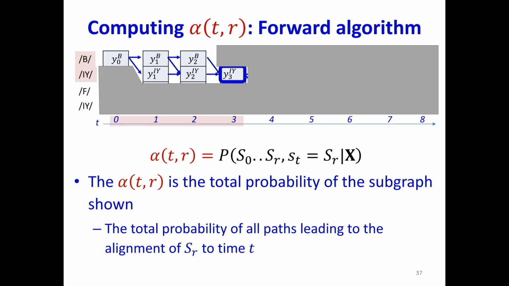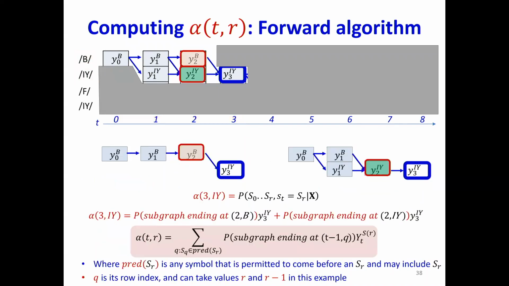I'm going to represent that as alpha TR. In this case, it's going to be alpha 3, 2 or alpha 3E. This alpha term is the total probability of all paths that end at the rth symbol at time t, okay? Now, how do I compute that? Can anybody tell me? Can anyone take a guess? Yeah. You need recursion, right?